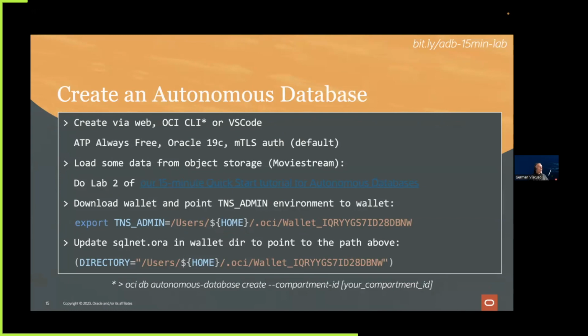Then we're going to do lab 2. I don't think we're going to do lab 2 because I already did it, but it's basically taking information from object storage and dropping data, creating a few tables with movie data, so we have something to work with. It's very easy, very straightforward. It's just dropping a file into data load and basically putting data in a few tables. You can use your own data, obviously, if you have data inside the database.